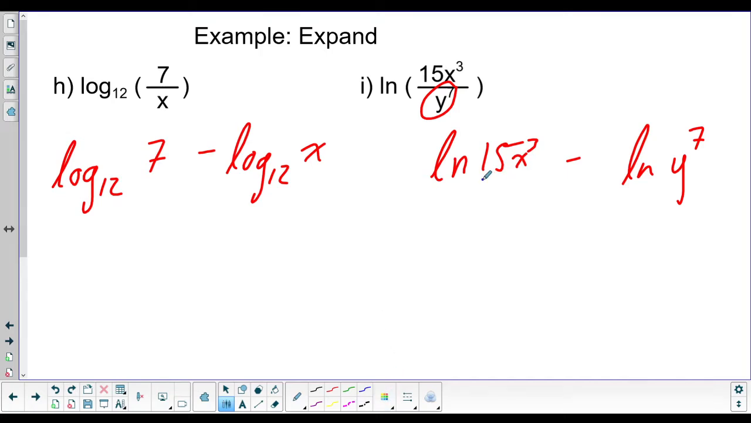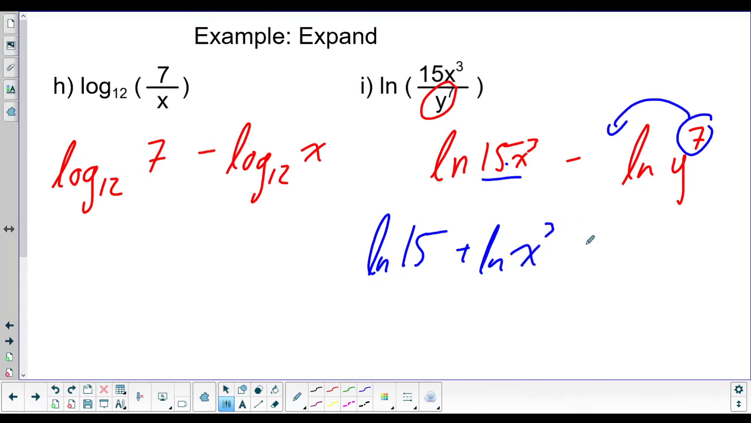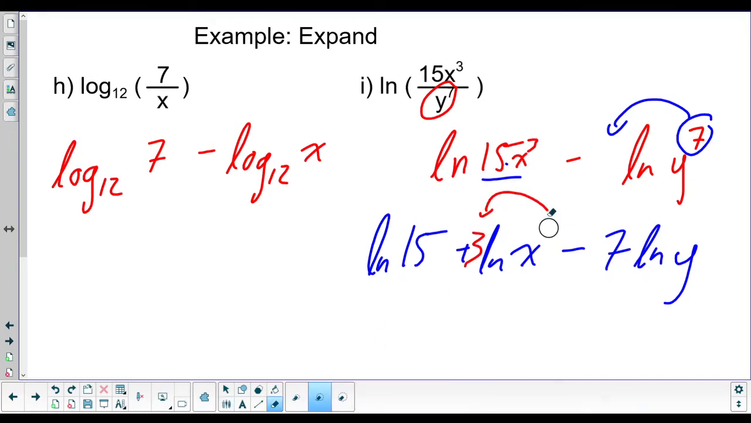Then we can separate this into two logs because we have 15 times x to the third. And then this, we can move the 7 in front of the log. So this will turn into the natural log of 15 plus, because they're multiplying, the natural log of x cubed minus 7 goes in front, the natural log of y. And then the last thing we can do is move our 3 in front of this log, like that, using our power rule. Cool. There we go.